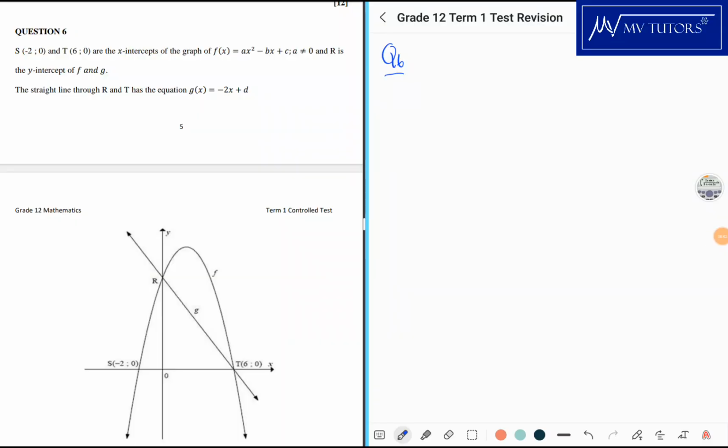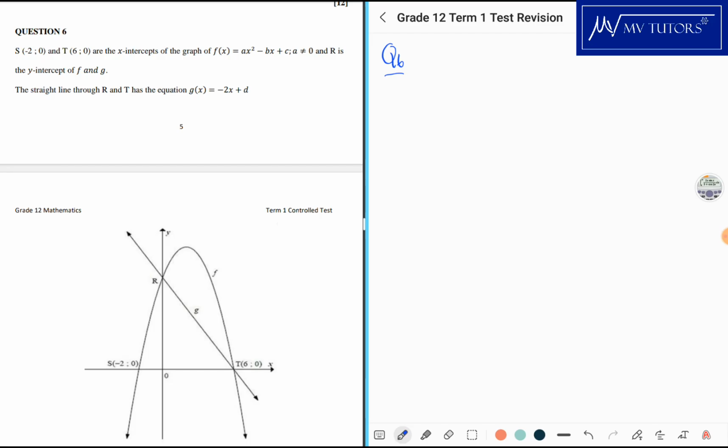Sorry, previously I said that was it with question 6, but I meant to say question 5. Alright, so now we get into question 6. So we have S and T, which are the x-intercepts of the graph. Alright, so our graph is your parabola or quadratic function with a sad face, so A's value is negative. Okay, and A is definitely not 0. And then we have R, that is the y-intercept of both F and G.